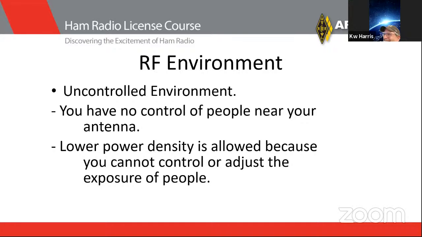We talked about controlled environments, but sometimes you can't control your environment. You have no control of people near your antenna. If you're in that situation, lower your power. Try and keep people away. You adjust the exposure of your people. If you live in an apartment and you share a landing with the people next to you, and you have an external antenna mounted to the rail of your porch, can you always control who's around that? Something to think about. Some of your wires may start getting close to fences or your neighbors. Again, be mindful of that. Sometimes you can control your environment, sometimes you can't.